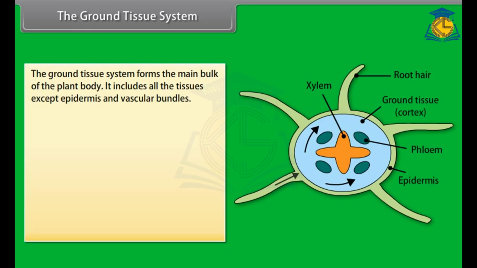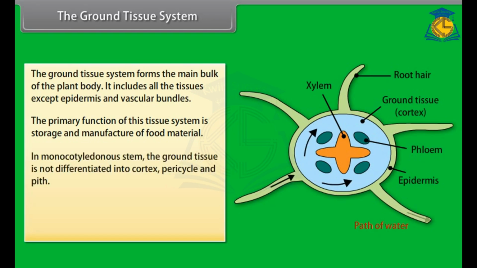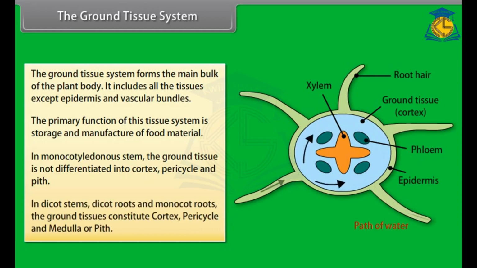The ground tissue system forms the main bulk of the plant body. It includes all the tissues except epidermis and vascular bundles. The primary function of this tissue system is storage and manufacture of food material. In the monocotyledonous stem, the ground tissue is not differentiated into cortex, pericycle and pith. In dicot stems, dicot roots and monocot roots, the ground tissue constitutes cortex, pericycle and medulla or pith. The vascular tissue system.